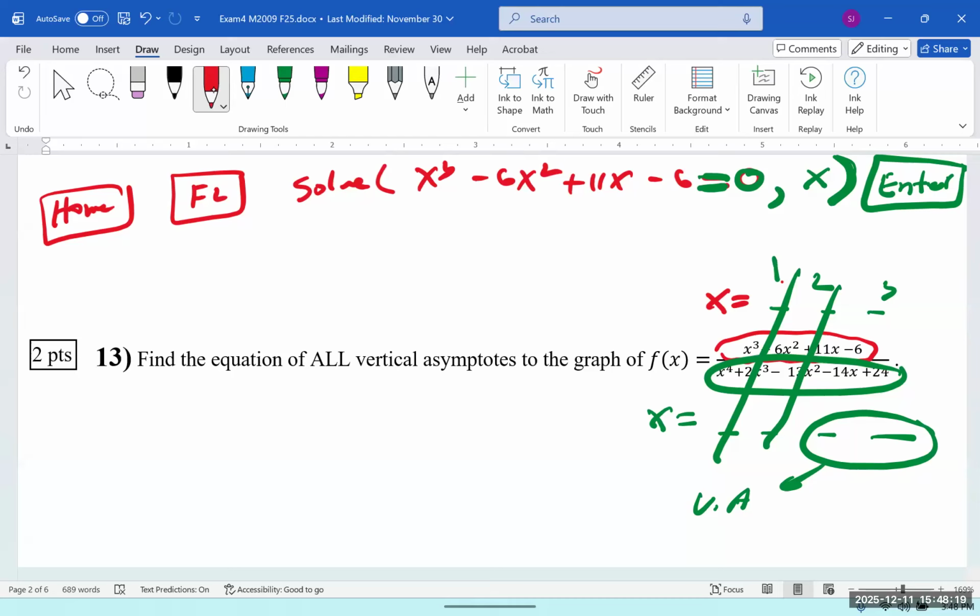Get the x-values on the top, get the x-values on the bottom, cancel out, and then only the simplified denominator gives the vertical asymptote. The numerator gives you x-intercepts, but the denominator gives you the vertical asymptote.